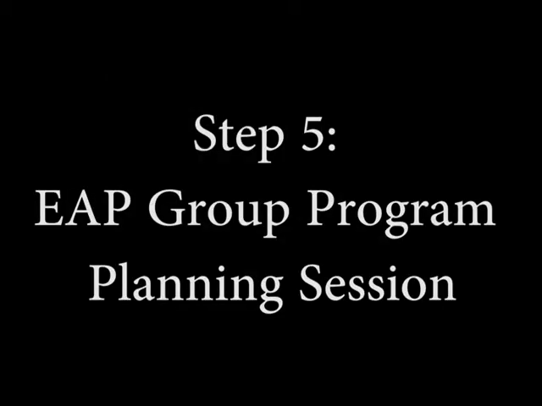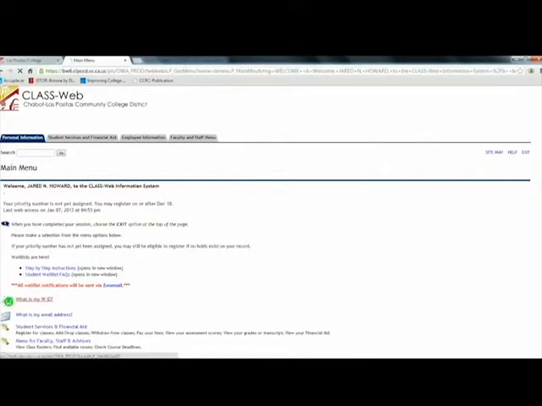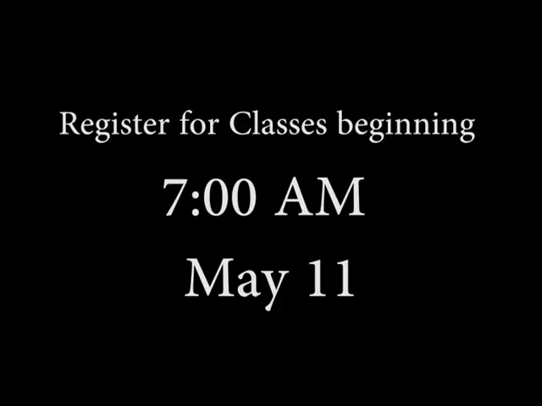Step 5 is to attend an early admission group program planning session. At the end of your Math English assessment session, you will sign up for an early admission group program planning session. Step 6 is to register for classes. Early admission students can register for classes from home, online, via ClassWeb starting at 7 a.m. on Saturday, May 11th. Step 7 is to pay your fees.